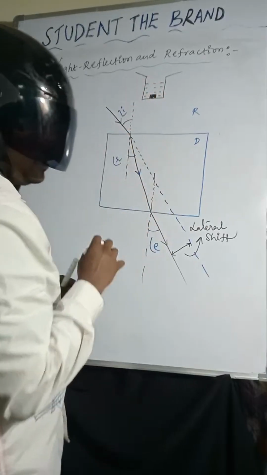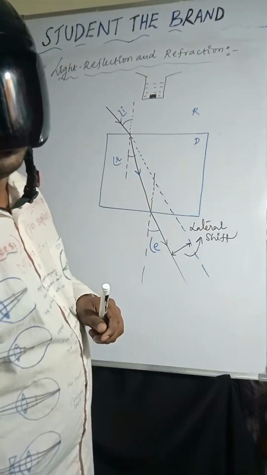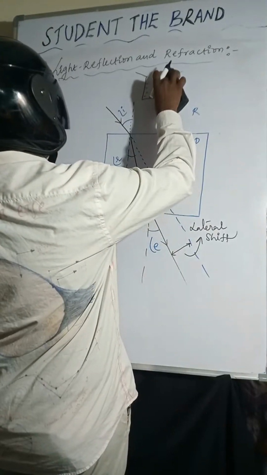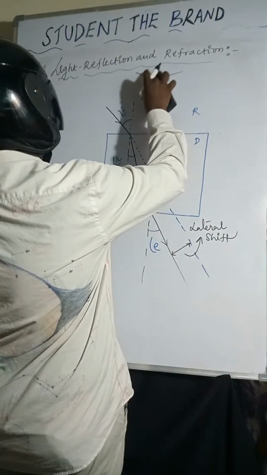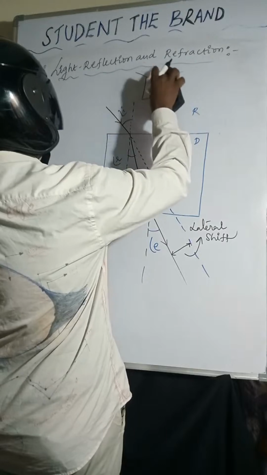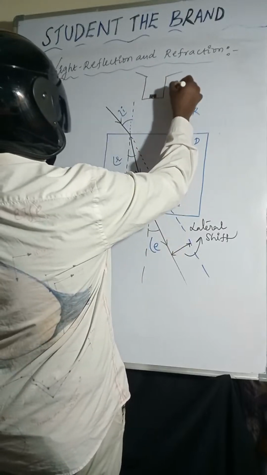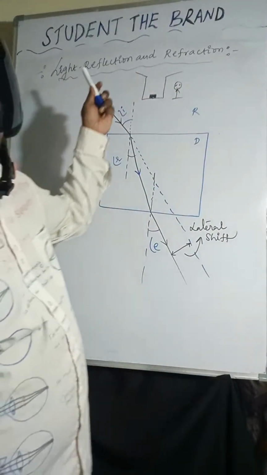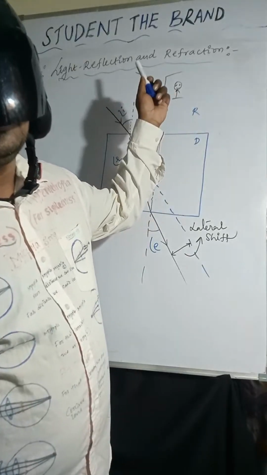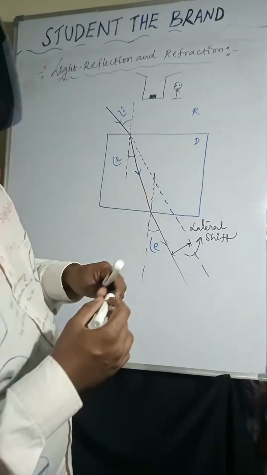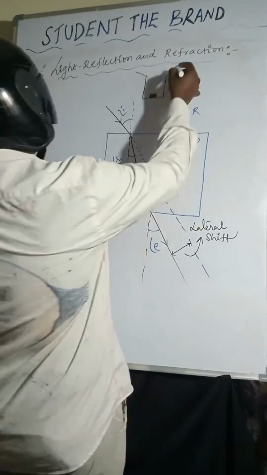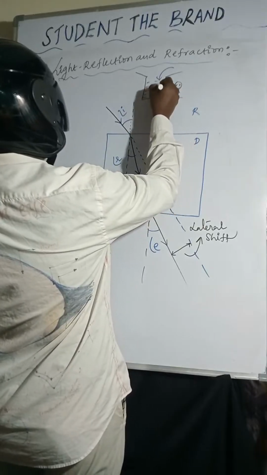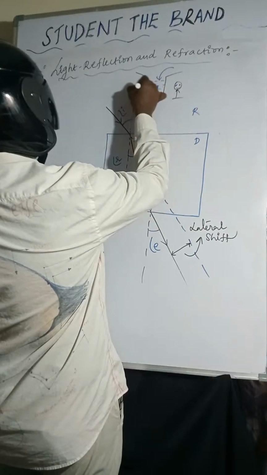Normally, before pouring water, I place the coin at the bottom of the beaker. The person standing here observing cannot see the coin. After pouring water, the position of the coin is here, so we are able to see the coin.